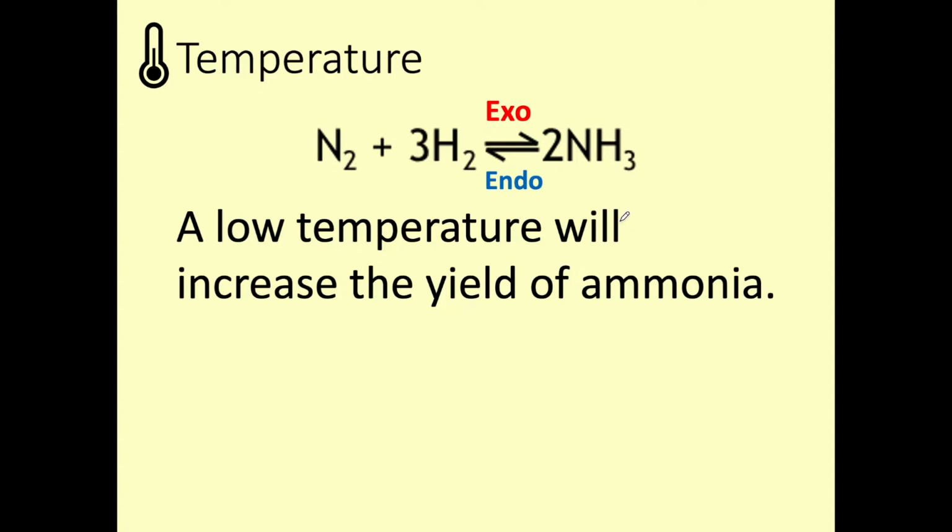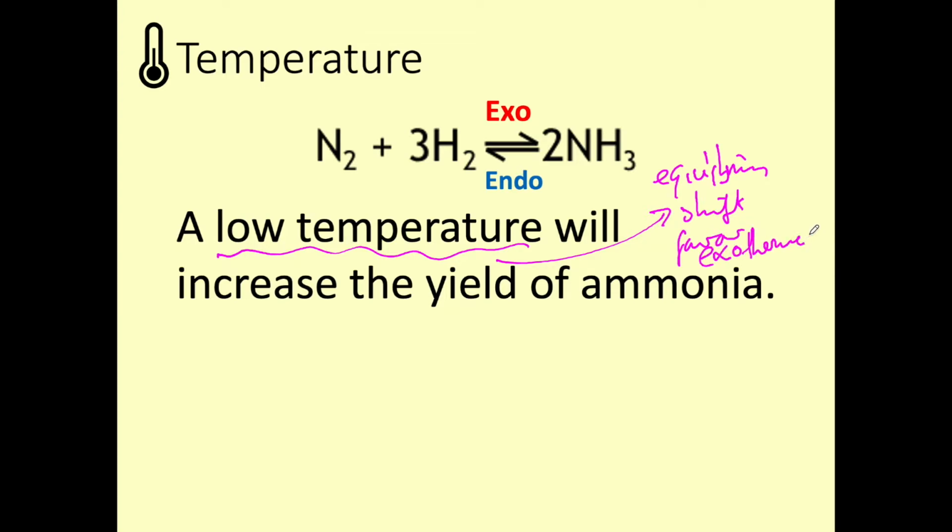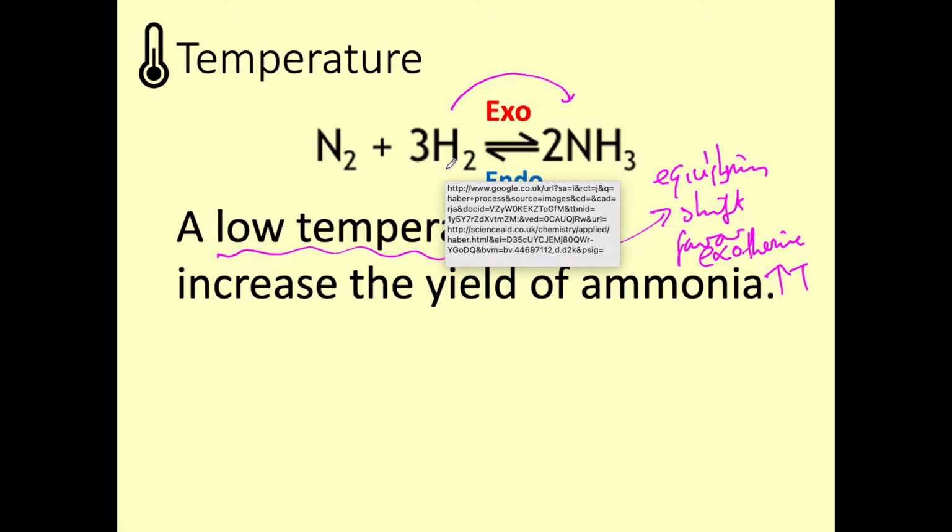With temperature, we would need a low temperature to increase the yield of ammonia, because at a low temperature, our equilibrium will shift to favour our exothermic reaction, as that in turn will increase our temperature. And so our forwards reaction is exothermic, and therefore having that low temperature will increase the yield of ammonia, because we need that increase in temperature to oppose that change.